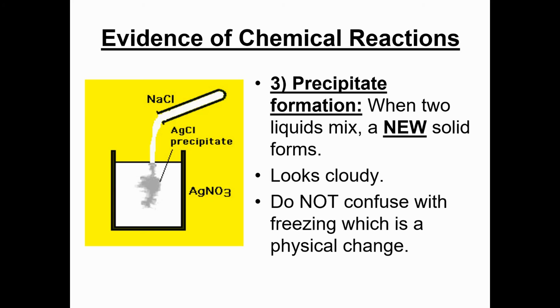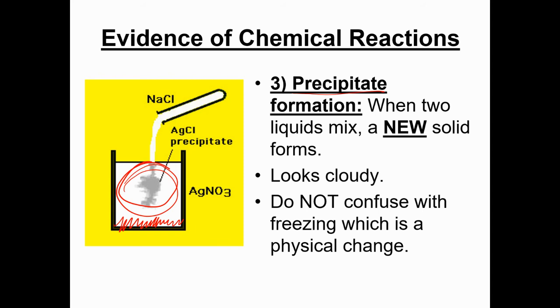Precipitate formation, as I mentioned, is basically solid chunks that form. You might have two solutions where there are no solids in them, everything's nice and dissolved. When you mix them together, you see this cloudy stuff that starts to form. That's the solid, that's the precipitate, and it usually piles up at the bottom if you wait a little bit, almost like sand in water.